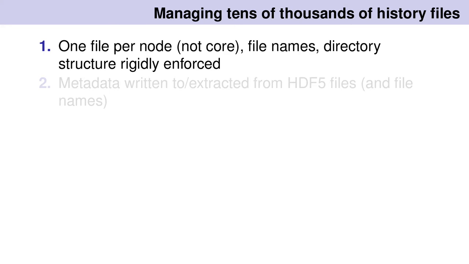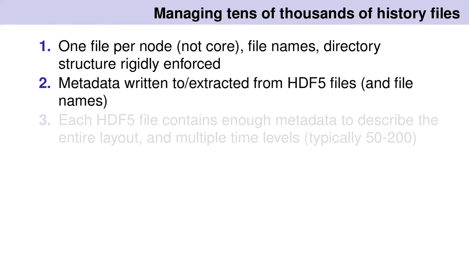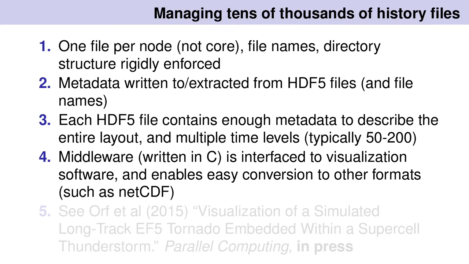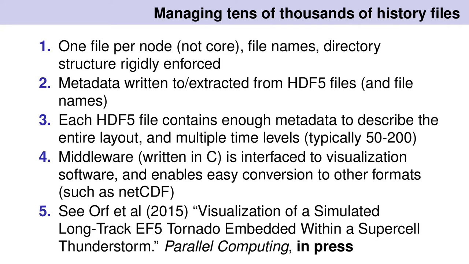So how do you manage all this I/O? And again, I've spent so many years just dealing with this problem in anticipation of this kind of simulation. So I devised a strategy where I split the files up, I name them a certain way, I split them across directories. I found that file systems generally like it if you don't put too many files in one directory, and all these things make the files big. I use a lot of metadata embedded in the file names, but also in the HDF5 structure. I buffer 50 to 200 time steps in each file, one file per node, not per core. This makes the files big, and doesn't make too many of them. I wrote some middleware in C to manage all this, and then I plug into that. And I've written a paper that's going to be out soon in Parallel Computing that describes this a little bit more.